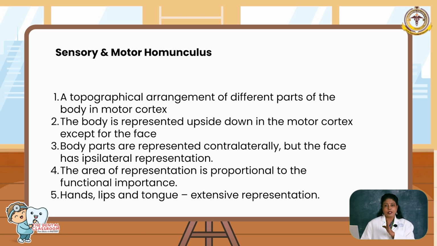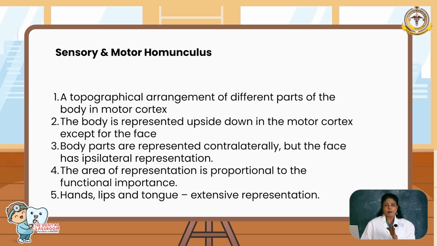And the area of representation is proportionate to the function. It is not according to the size of the body parts. It is according to the functional importance. For example, hands, lip and tongue will have extensive representation, whereas trunk and our hip muscles will have very limited representation. So, this is about the sensory and motor homunculus.